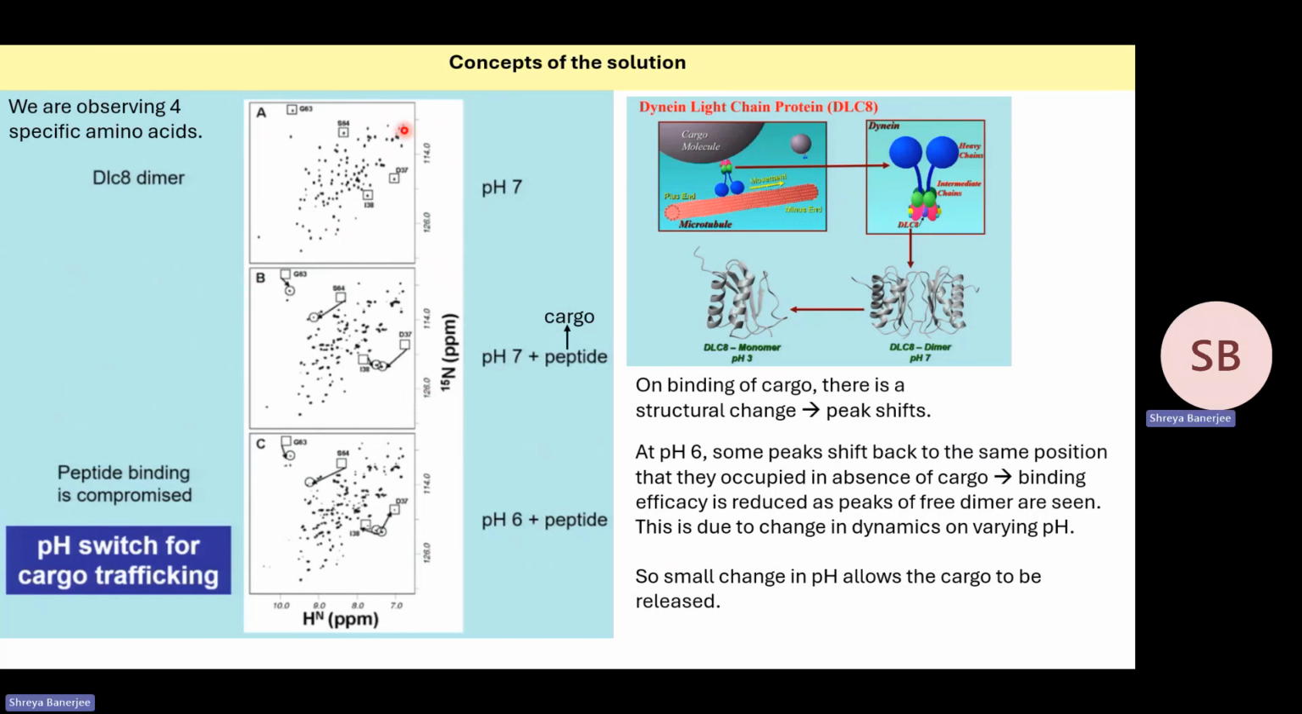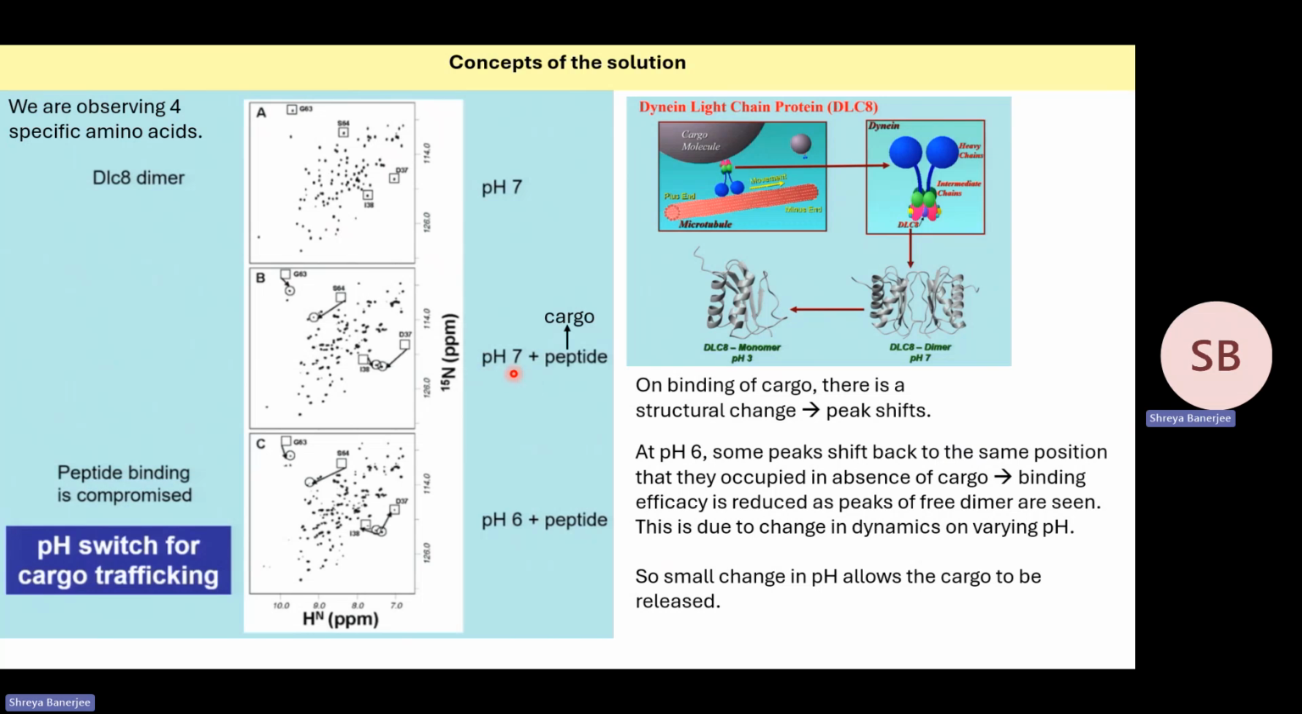At pH 7, in the protein NMR, each of the peaks will be at different positions. So this is glycine 63, this is serine 64, and so on. When we add the cargo peptide, there is a change in the chemical shift. So glycine is shifting here, serine is shifting here, aspartic acid is shifting here, and so on.